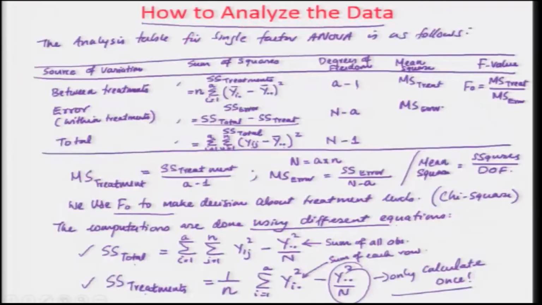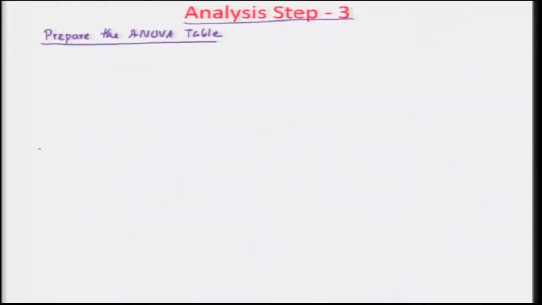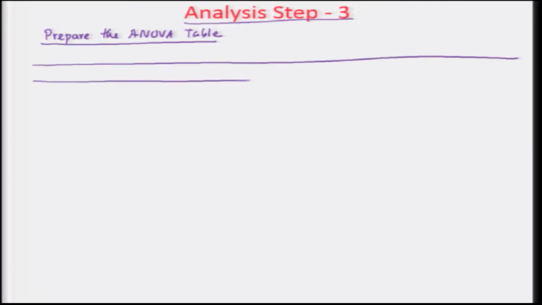Now, we get into the last step of analysis, the third step of analysis. The first thing we need to do is prepare the ANOVA table. Where did we see the ANOVA table? This was your ANOVA table. This is what we call our ANOVA table. So, let us go back and try to prepare the ANOVA table. I will just draw this.